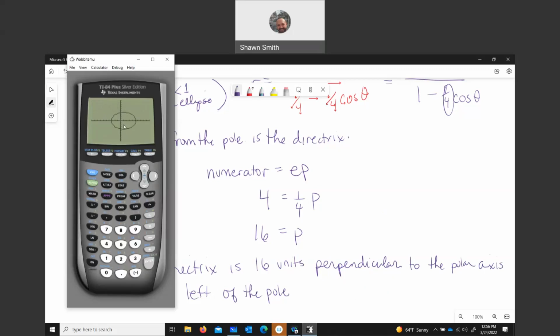It's kind of hard to see on this because the directrix does not get graphed. You just see the equation of the ellipse. But if this is my pole right here, the origin, 16 units to the left would be way outside of this graph. There will be a directrix that would be a vertical line. And my focus would still be right here at the pole. So it's putting the focus at the pole as well.